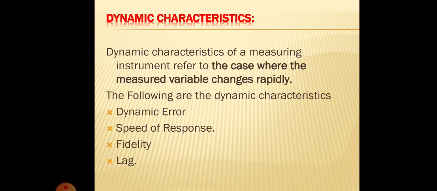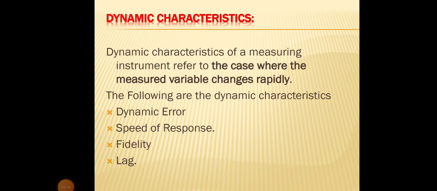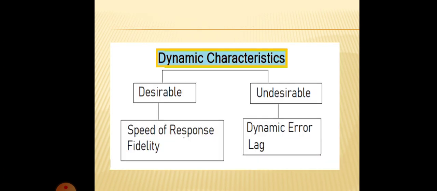There are different types of dynamic characteristics. They are listed below: dynamic error, speed of response, fidelity, lag. All these are the dynamic characteristics. From all these dynamic characteristics, some are desirable and some are undesirable. As in the static characteristics also we have seen, some are desirable characteristics, some are undesirable. So let us move to the next slide, where we have discussed the desirable and undesirable characteristics.